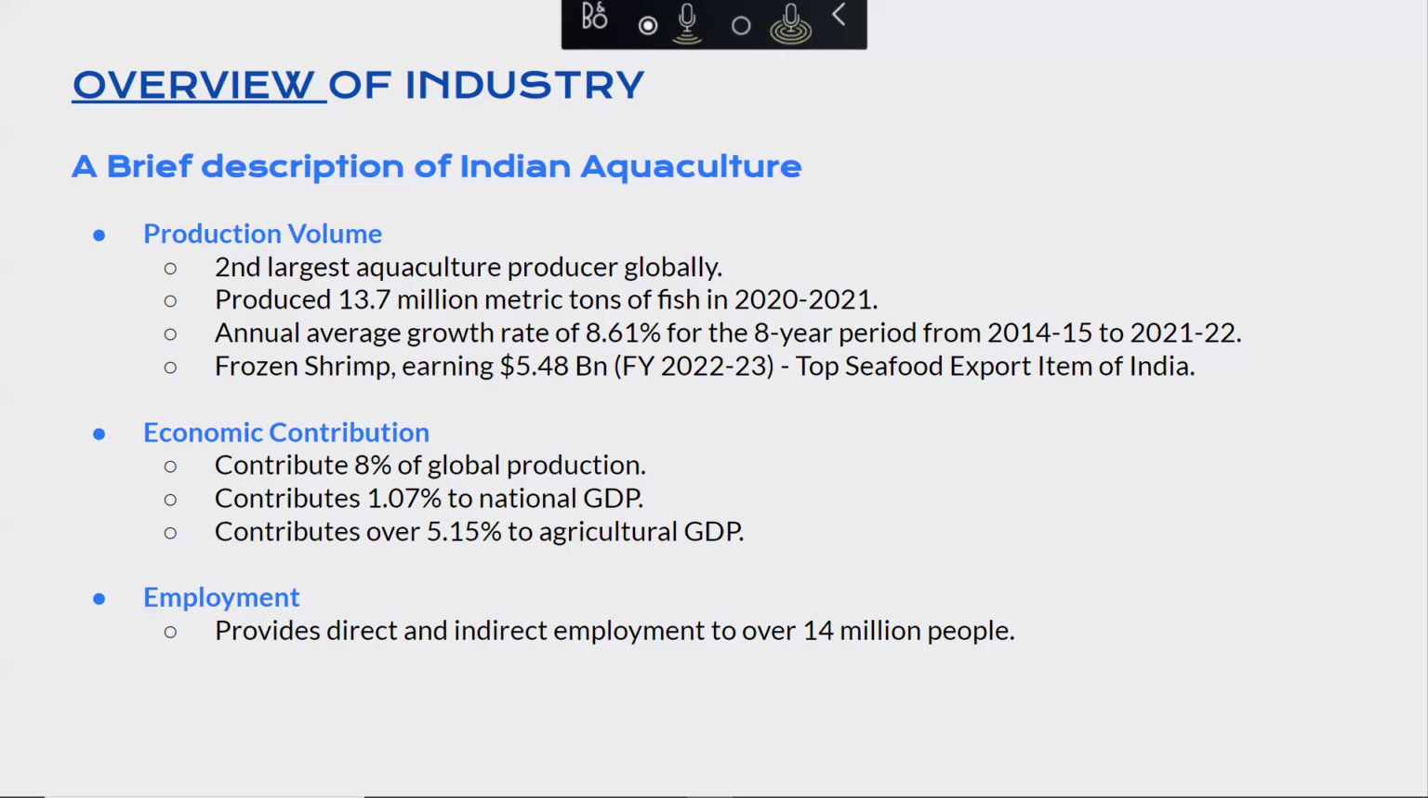The economic contributions of the aquaculture industry are as follows. We contribute around 8% of the global production. Indian aquaculture industry contributes around 1% to the national GDP, and 5.15% to the agricultural GDP. When it comes to employment, it is giving around 14 million people employment in this country. That is around 1.4 crore people are associated with this industry.